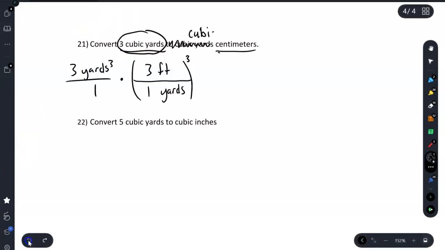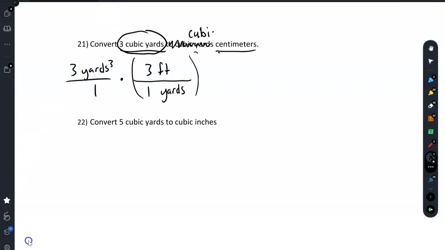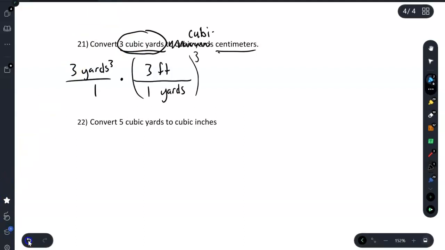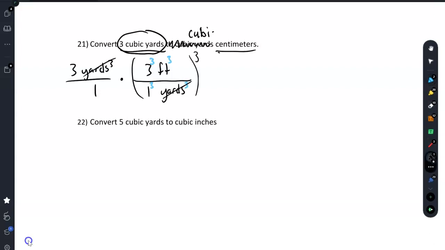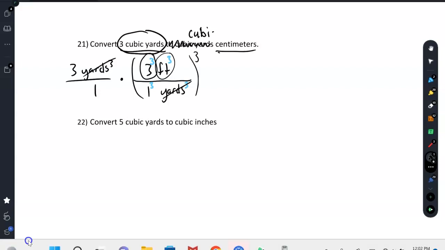So when I have multiple steps, I may want to go ahead and distribute that cube. So if I'm going to cube this whole thing, let's go ahead and cube these. So 3 cubed, feet cubed, 1 cubed, yards cubed. So that would cancel out yards cubed. So what that's going to leave me with, 3 cubed is going to be 27. You can type this in your calculator. But that leaves me with feet cubed up top, and then 1 cubed is 1. So if you want to do this multiple steps, you can do it that way.